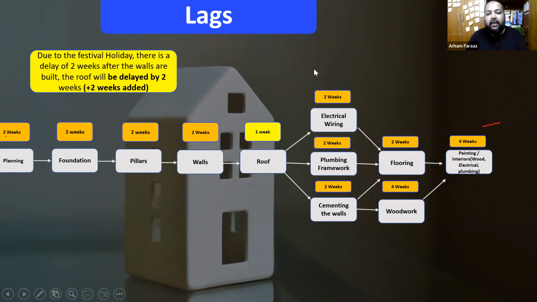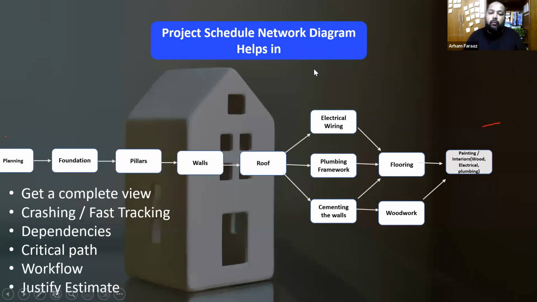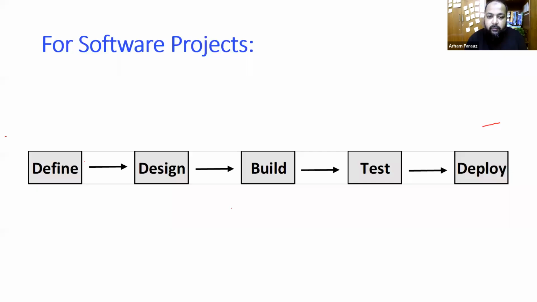So that's about leads and lags. Now we have built a project schedule network diagram after the sequencing. So how does it help us? It helps us get a complete view of the project. It helps us in crashing and fast tracking, which we'll learn in the next video: what is crashing, what is fast tracking. And then it will help us in finding the dependencies, the critical path, and the workflow, and it justifies the estimate. So these are the benefits of the project schedule network diagram.